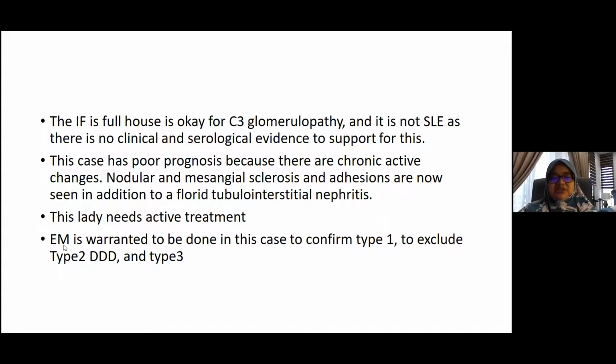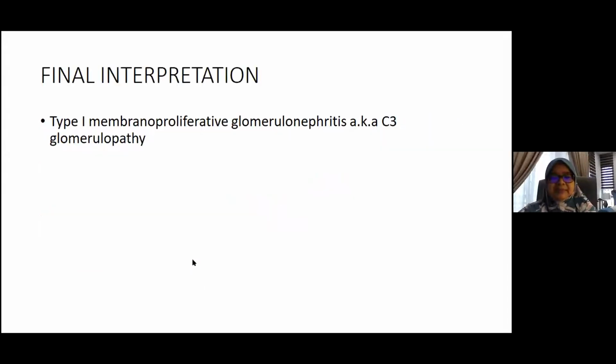Okay. So in this case, EM is warranted to confirm the type 1 as well as to exclude the type 2 dense deposit disease, as well as to ascertain whether there's any type 3 component like we saw earlier.